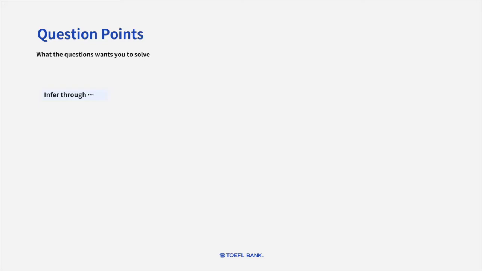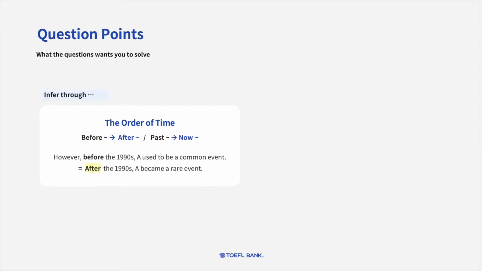Questions that want you to find the correct answer choice that expresses a different order of time would take the before in the passage and express it as after, and the past in the passage as now. For example, if the passage read, "However, before the 1990s, A used to be a common event," you would be able to infer that after the 1990s, A became a rare event, and vice versa. Those that express comparatives differently would take from the passage "A is more than B" and make it "B is less than A."